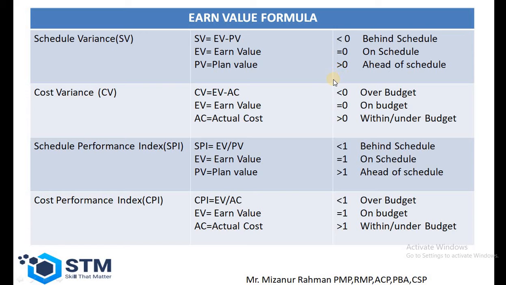decision about our project. If we look at the schedule variance, if the value of the schedule variance is below 0, that means our schedule of the project is behind. We are not aligning with our schedule plan. If the value of the schedule variance is equal to 0, that means we are on schedule. If the value of the schedule variance is greater than 0, that means we are ahead.